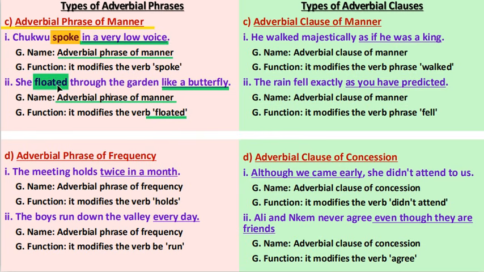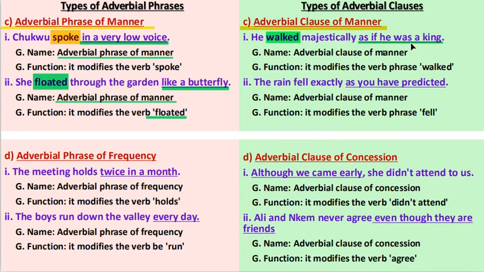Let's come to adverbial clause. Adverbial clause of manner is mostly introduced by as, and sometimes like. Let's see the first example under adverbial clause of manner. He walked majestically as if he was a king. As if he was a king is an adverbial clause of manner because it tells us how he walked. Do not forget, adverbials of manner tell us how something is done. So it tells us how he walked.